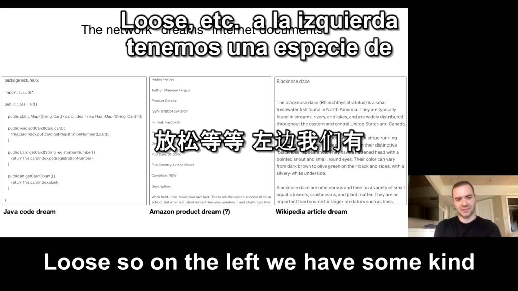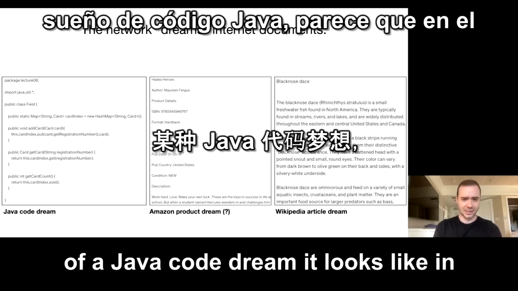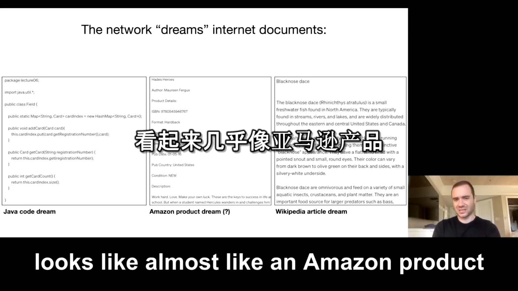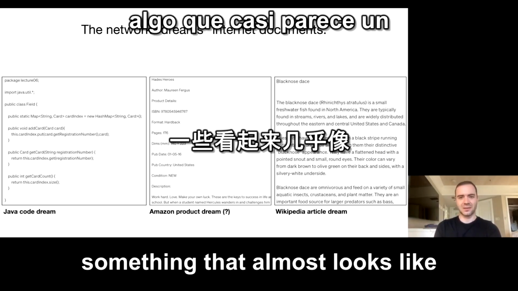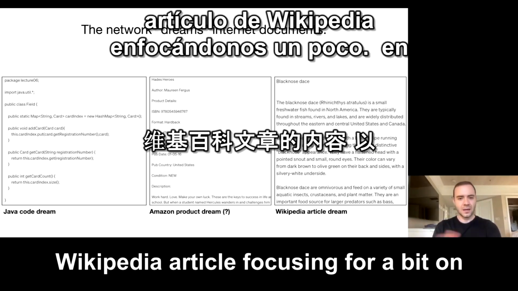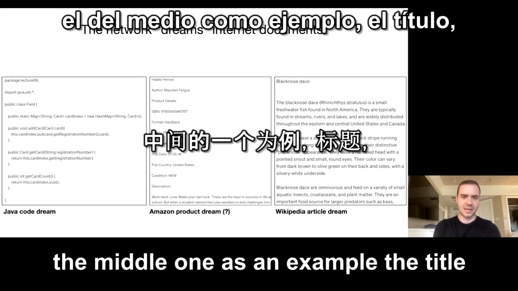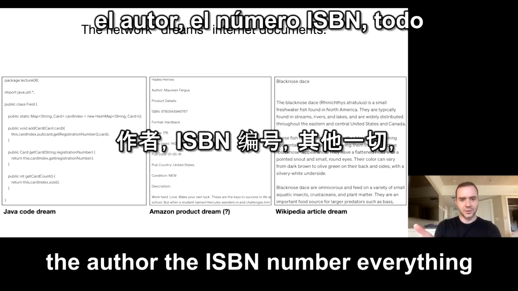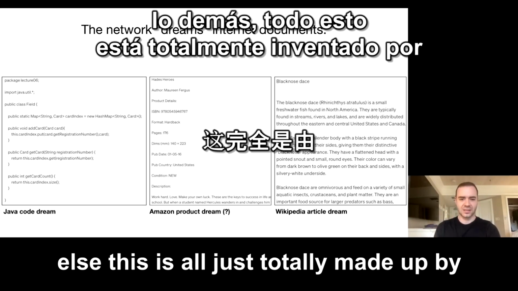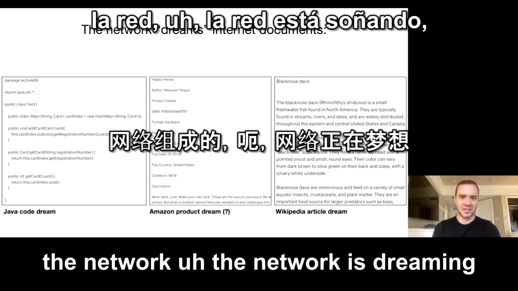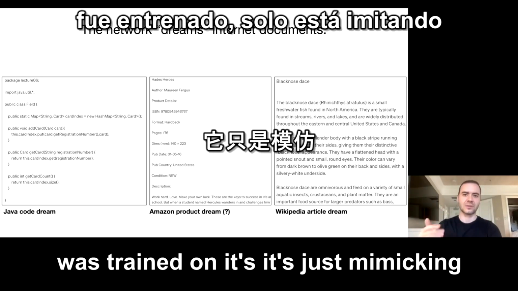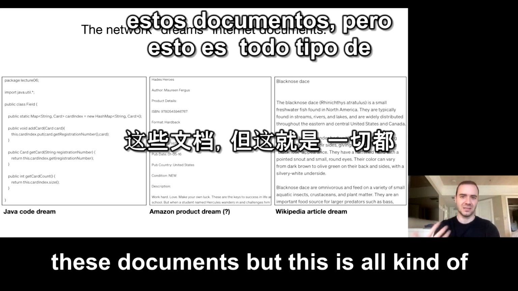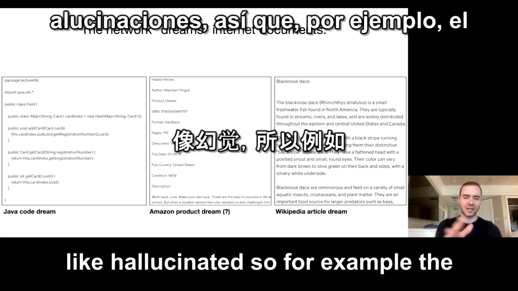So on the left, we have some kind of a Java code dream, it looks like. In the middle, we have what looks like almost like an Amazon product dream. And on the right, we have something that almost looks like a Wikipedia article. Focusing for a bit on the middle one as an example, the title, the author, the ISBN number, everything else, this is all just totally made up by the network. The network is dreaming text from the distribution that it was trained on. It's just mimicking these documents. But this is all kind of like hallucinated.